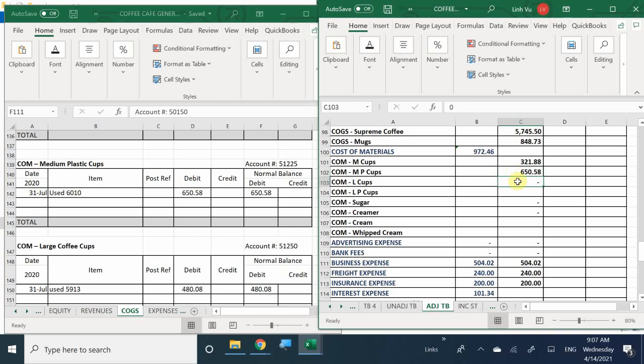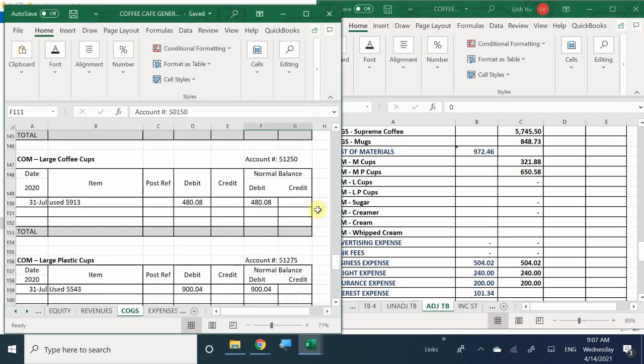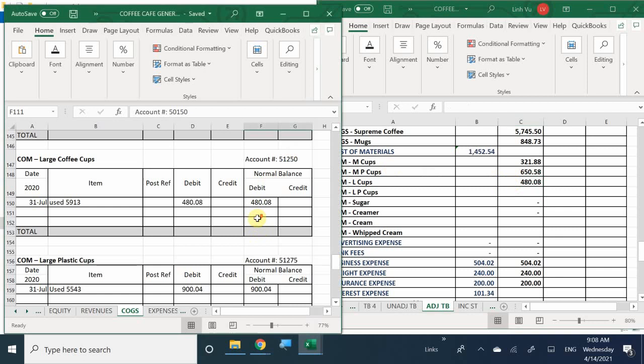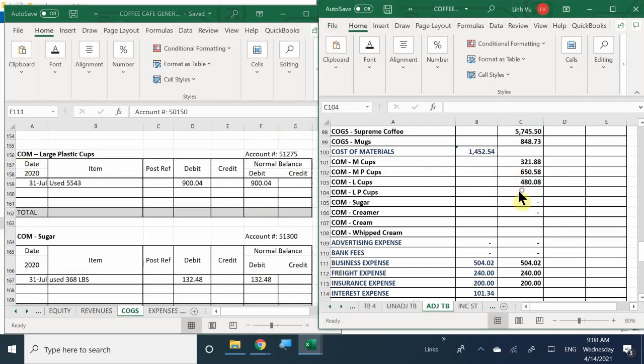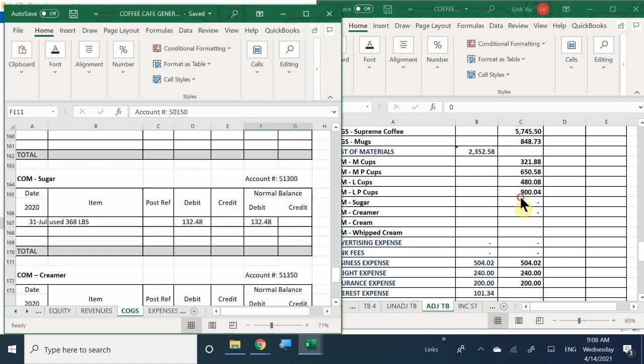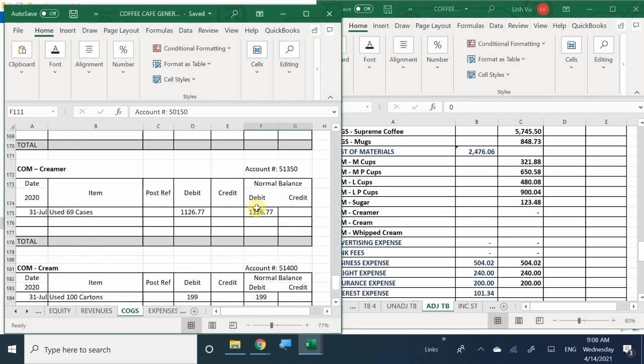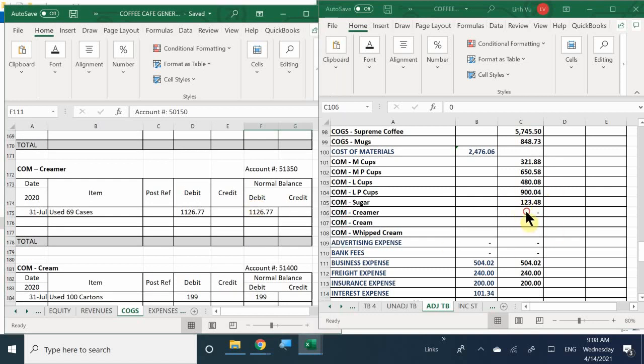$650.58. Okay. What about my large cups? $480.08. And then what about my plastic large cups? $904. What about my sugar? $132.48.